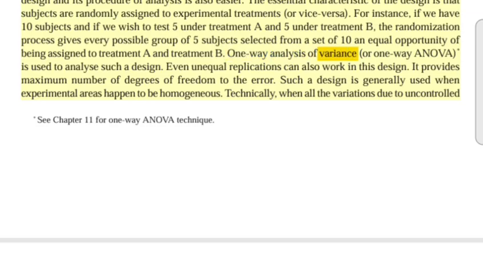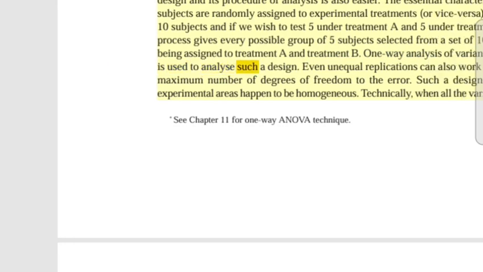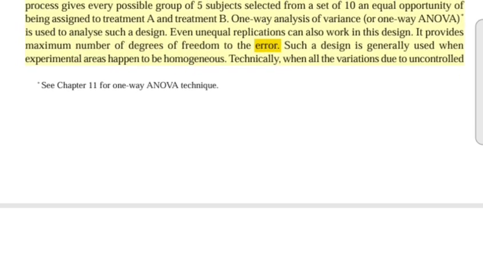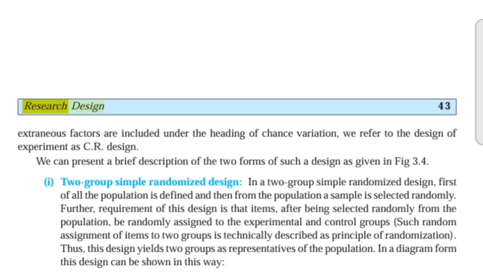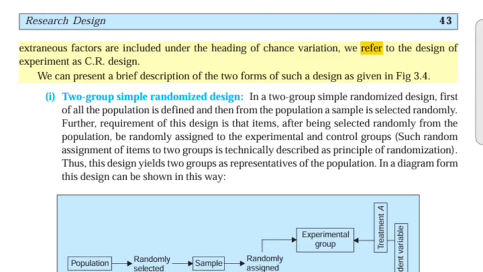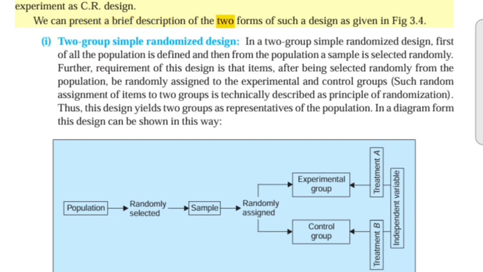One-way analysis of variance or one-way ANOVA is used to analyze such a design. (See Chapter 11 for one-way ANOVA technique.) Even unequal replications can also work in this design. It provides maximum number of degrees of freedom to the error. Such a design is generally used when experimental areas happen to be homogeneous. Technically, when all the variations due to uncontrolled extraneous factors are included under the heading of chance variation, we refer to the design of experiment as CR design. We can present a brief description of the two forms of such a design as given in Fig. 3.4.